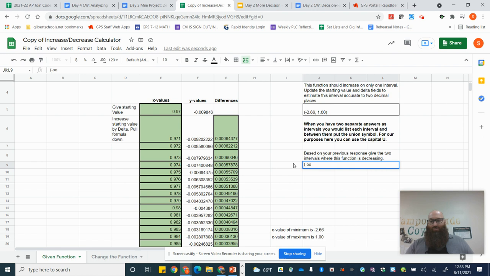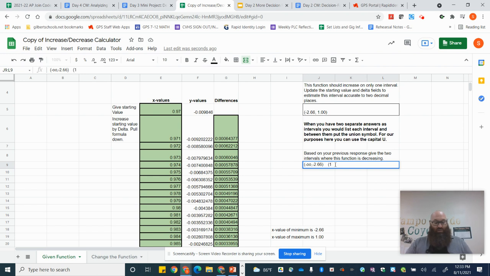So here I'm just going to write negative infinity, all the way up to negative 2.66. That's where the function was decreasing, because it decreased all the way down to that minimum. Then the function increases from negative 2.66 up to 1, but then the function is going to decrease again from 1 on to infinity. So whenever we actually have two answers, the way that we'll write those in interval notation is we'll write each of them as separate intervals.